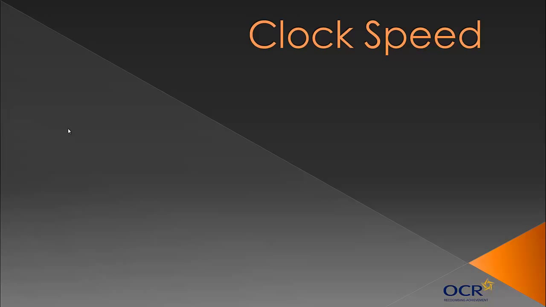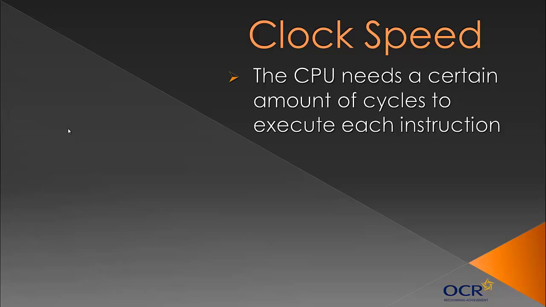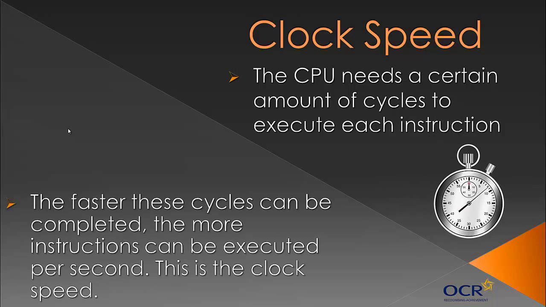So we're going to look at 3 characteristics of a CPU. First one being clock speed. The CPU does need a certain amount of cycles to execute instructions. So for each instruction, a certain amount of cycles need to be completed. So the faster these cycles can be completed, the more instructions can be executed per second, and that is the clock speed. So you can think of a cycle being a complete circle.